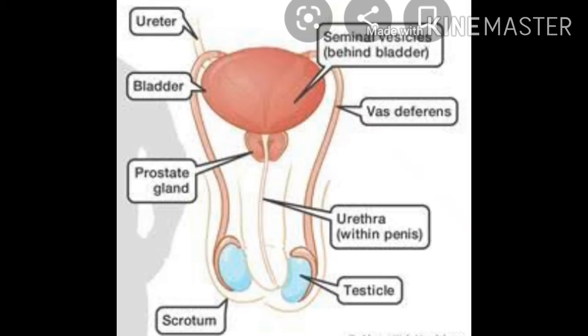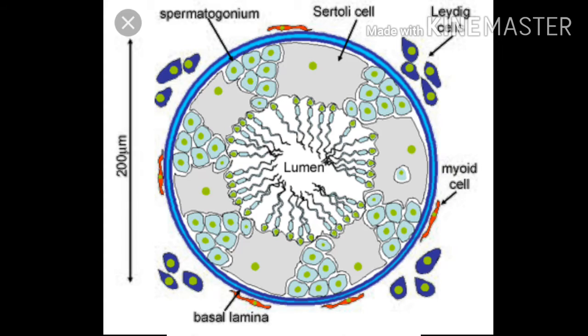ICSH acts on the interstitial cells of Leydig and stimulates synthesis and secretion of testosterone. Testosterone in turn stimulates the process of spermiogenesis. FSH acts on the Sertoli cell and stimulates secretion of some factors which help in the process of spermiogenesis.